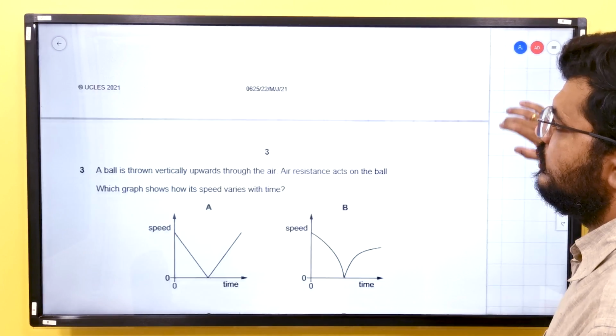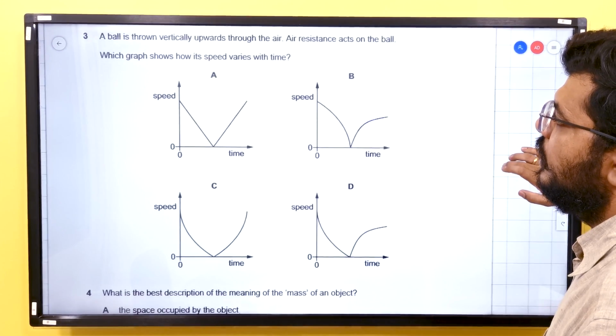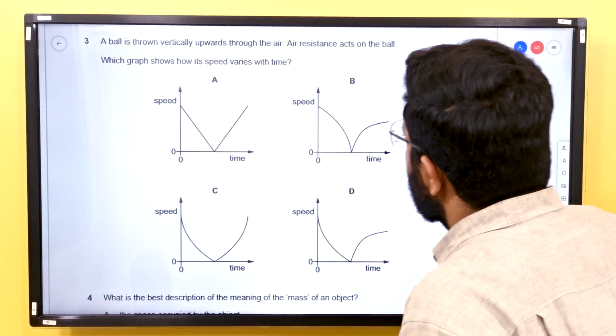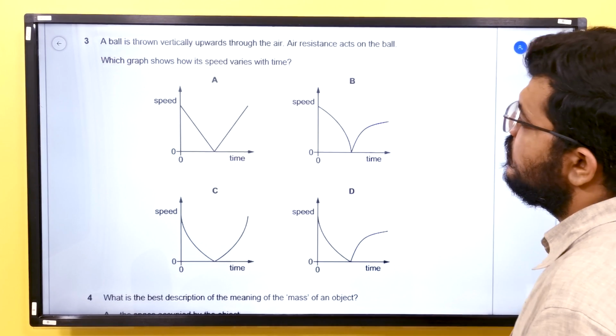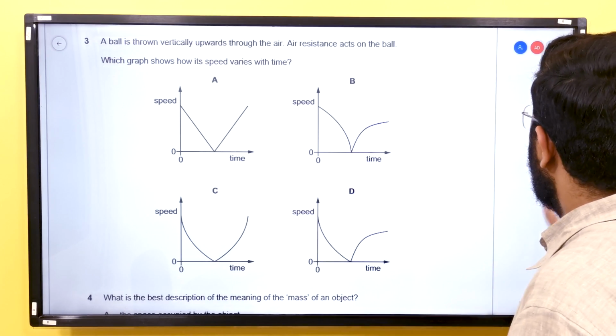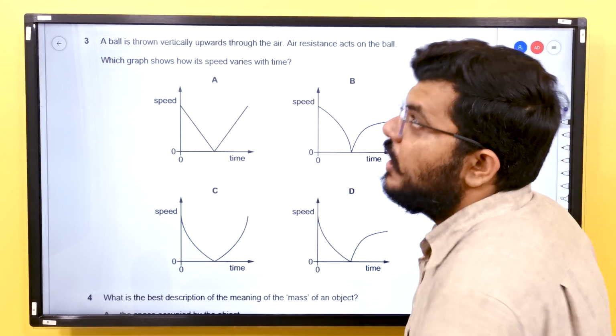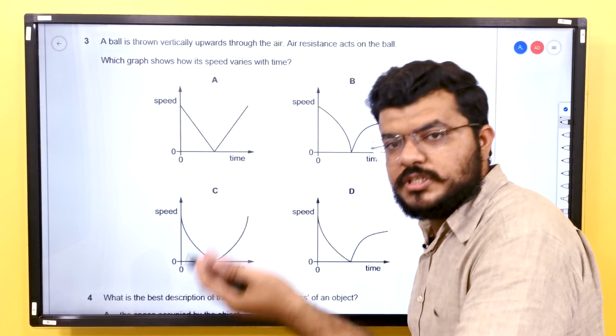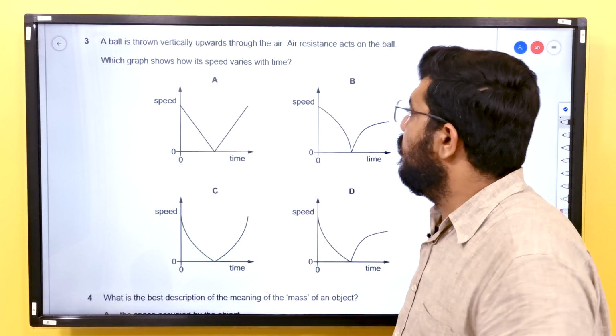Let's go to question number 3. A ball is thrown vertically upwards through the air. Air resistance acts on the ball. Which graph shows how its speed varies with time? Now what happens when the ball is thrown upwards? Its velocity goes on decreasing. Finally it becomes 0 and the ball starts falling.